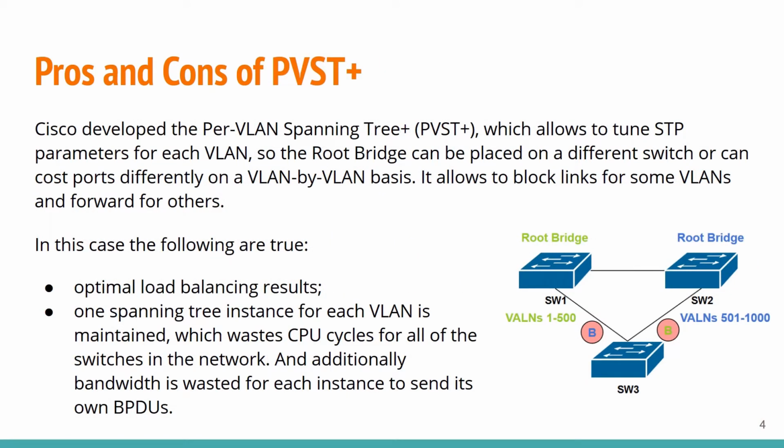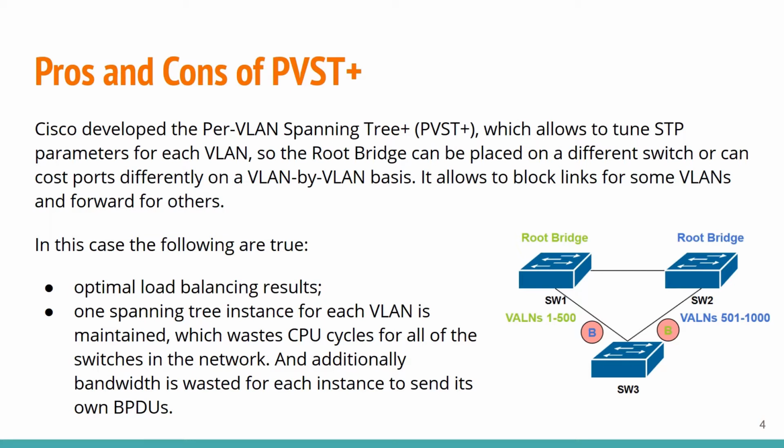Pros and cons of PVST+. Cisco developed the per VLAN spanning tree plus protocol, which allows to tune STP parameters for each VLAN, so the root bridge can be placed on a different switch or can cost ports differently on a VLAN by VLAN basis. It allows to block links for some VLANs and forward for others. In this case, the following are true.